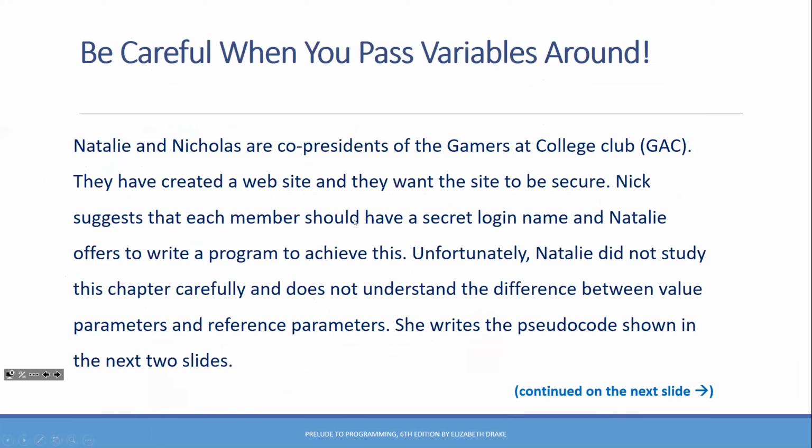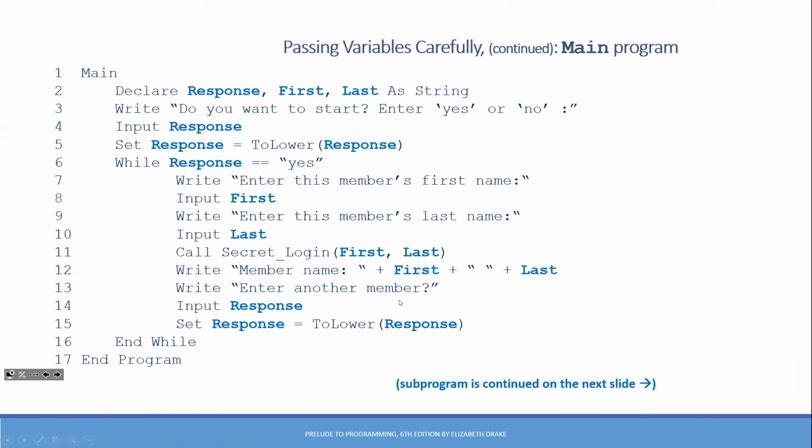In this example, they have some really fancy stuff here in this presentation. They want you to think about these two people that are co-presidents of the Gamers at College Club. They've created a website and they want the site to be secure. So Nick would like each member to have a secret login name, and Natalie offers to write a program to achieve this. Unfortunately, Natalie did not do a very good job studying this chapter and doesn't understand the difference between value parameters and reference parameters. So she writes this pseudocode that we're going to look at here.